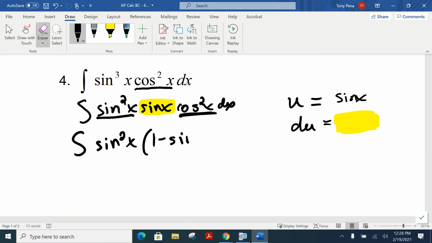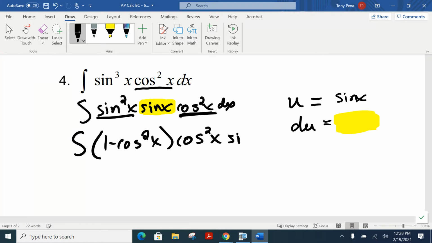No, sorry, wrong way. Don't do that. I want the sine to be the singleton. I want to rewrite this guy. See, this is not obvious stuff. So I'm going to rewrite this as 1 minus cosine squared. And then I'm going to write the cosine squared that remains next. And then I'm going to put my sine of x dx at the end. The order doesn't necessarily matter. I just like to put that at the end for the visual.